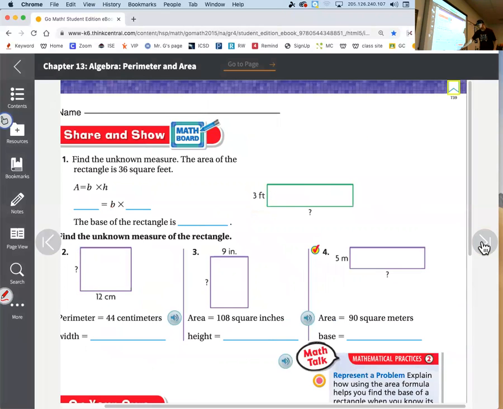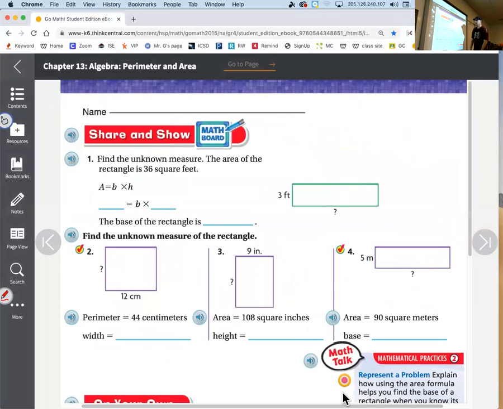All right, here we go. Let's do a couple more, and then you're on your own. So find the unknown measure. The area of the rectangle is 36. So we know that the inside is 36. And it gives us that this height is 3.